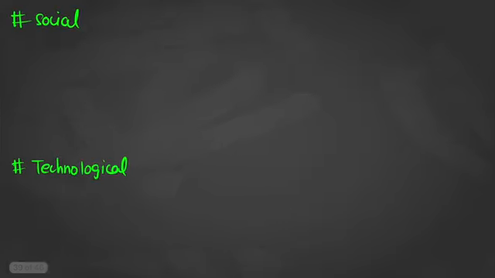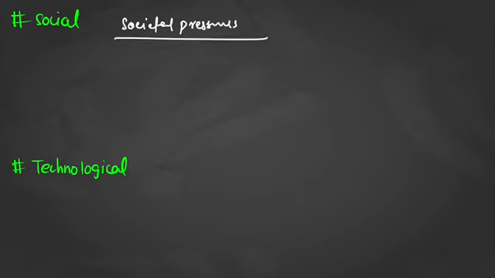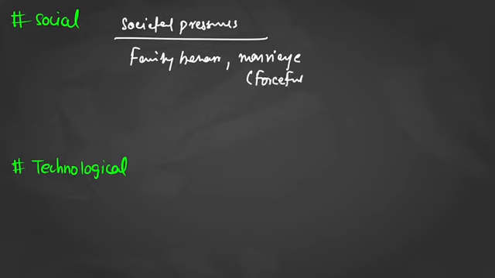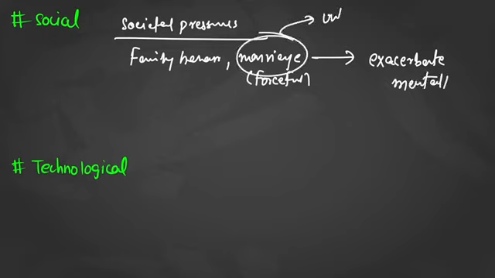Third point, in social you can talk about societal pressures. What you can write under this is that society expects women to conform to their traditional gender roles. Because now people think that the family honor is associated with the woman child. Then you can talk about marriage. What kind of marriage? You can say forceful marriage. So all this can exacerbate mental issues. And now imagine if this marriage is an unhappy marriage.